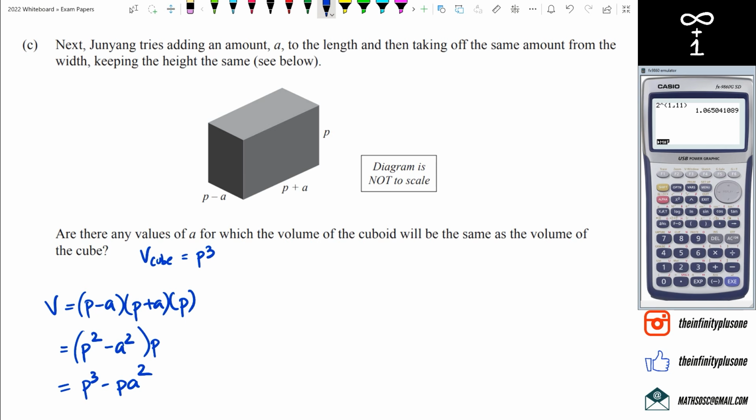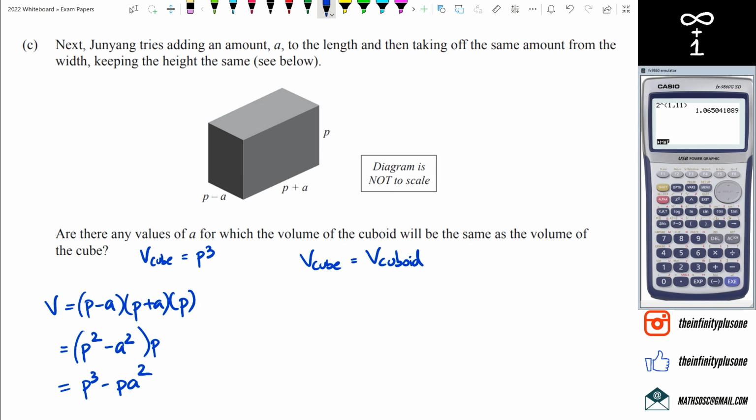So this is the volume of the cuboid now. Are there any values for which the cube will be the same? Well, let's have a look at it. When is the volume of the cube the same as the cuboid?